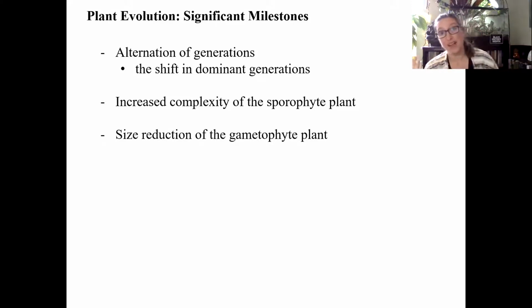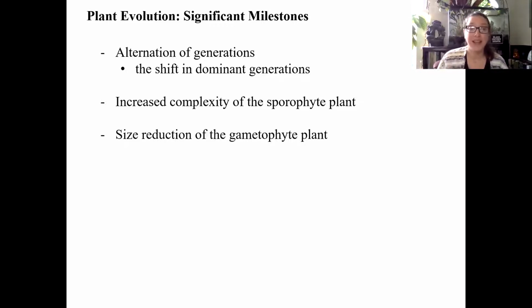Then we get into the vascular plants, and then, whoa, look at how complex we get. By the time we get to the lycopods, right, Lycopodium and Selaginella, the sporophyte plant has roots, has a stem, has leaves, etc., right? So that's what I mean by that increased complexity of the sporophyte plant. We also have a size reduction in the gametophyte plant.